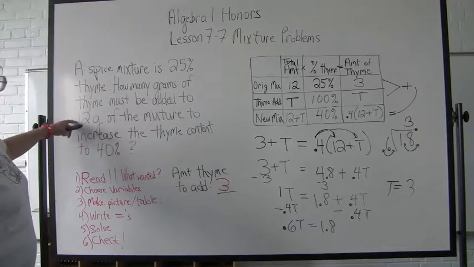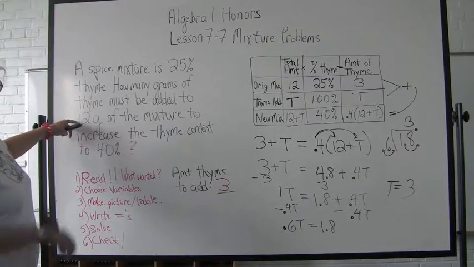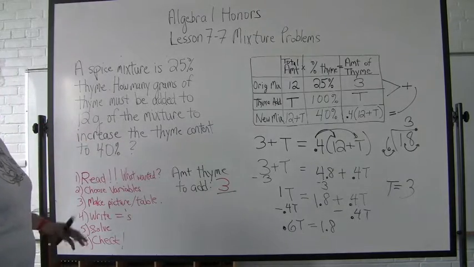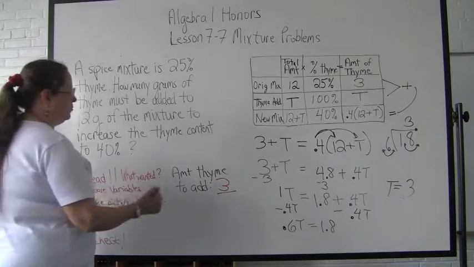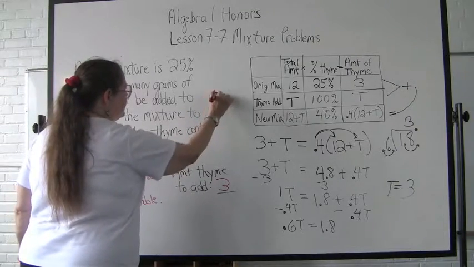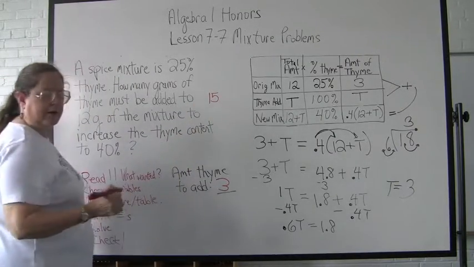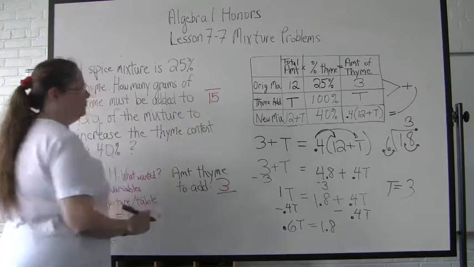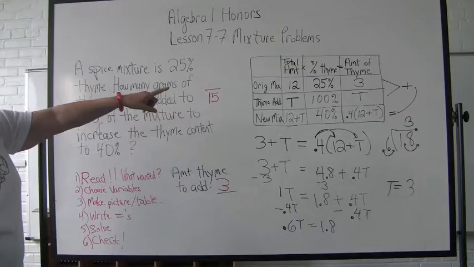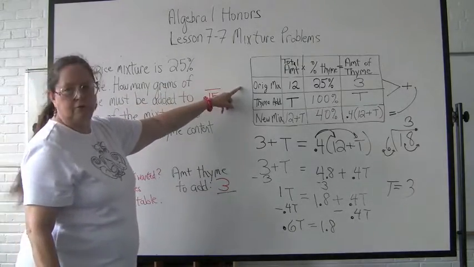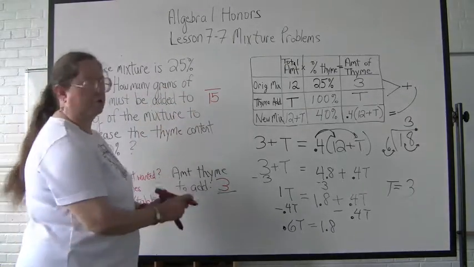If I had 12 grams originally in my whole mixture, and I add 3 grams of thyme, that means my whole mixture now is going to be 15 grams, okay? And out of that 15 grams, the part that is going to be thyme is 3 from the original 12 grams plus the 3 that we added, or 6.